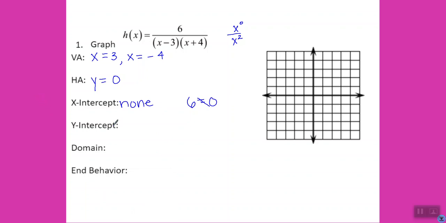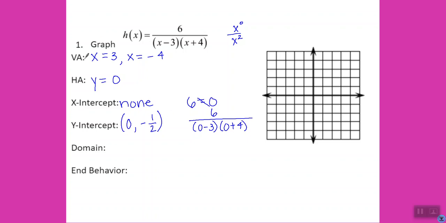For our y-intercept, we plug in 0 for our x's. Zero minus 3 is negative 3. 0 plus 4 is positive 4. Negative 3 times positive 4 is negative 12. 6 over negative 12 is negative 1/2. So our y-intercept is (0, negative 1/2).